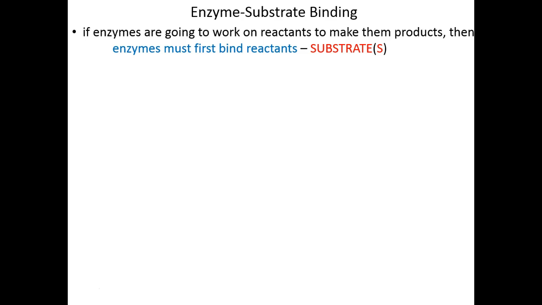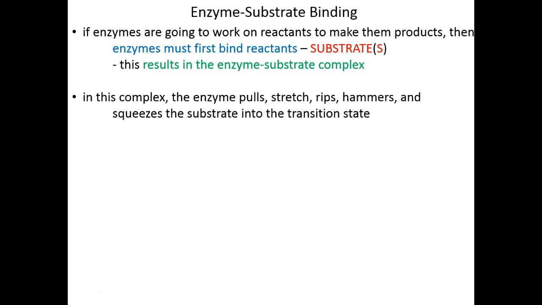So if enzymes are going to do that and work on reactants, then of course the very first thing they need to do is physically interact with and bind to those reactants, which we will then call substrate. This results in what we refer to as the enzyme-substrate complex, a single complex made up of the enzyme and the substrate bound to it. Once the enzyme-substrate complex forms, that bread machine gets to work.